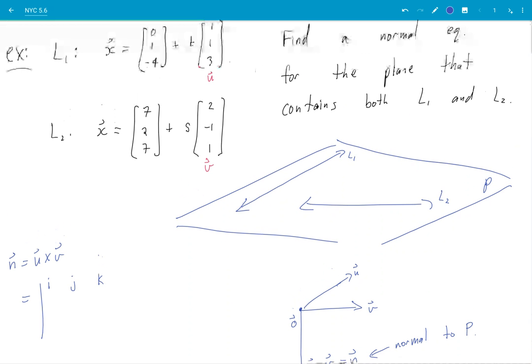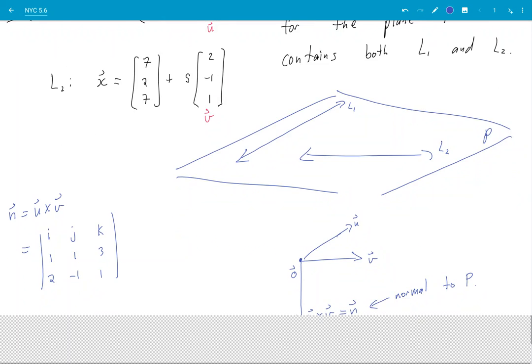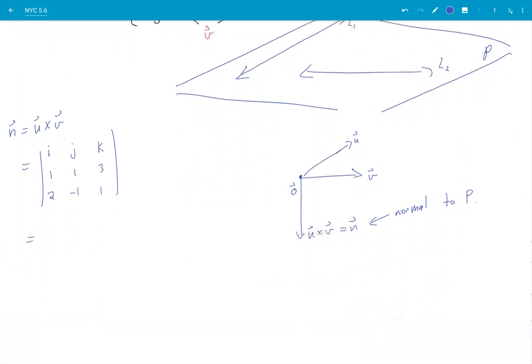Now what was u again? 1, 1, 3. And what do we get here? 1 plus 3 is 4. And 1 minus 6 is negative 5, becoming plus. K is negative 1, like so. So how are we doing? Okay, so here's our normal vector.